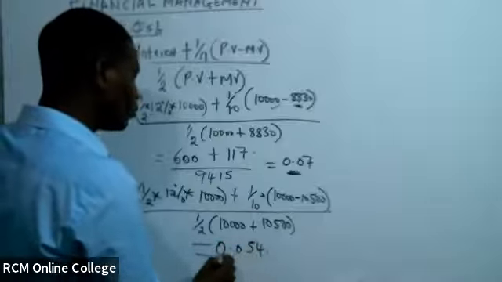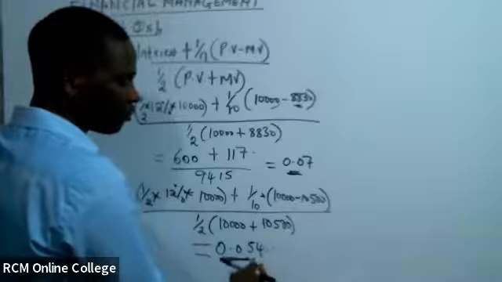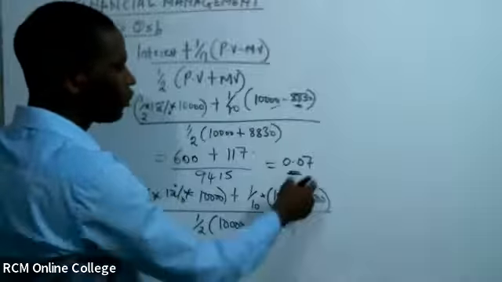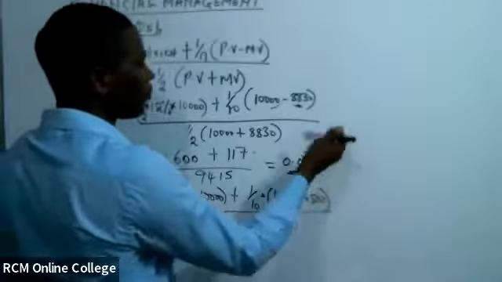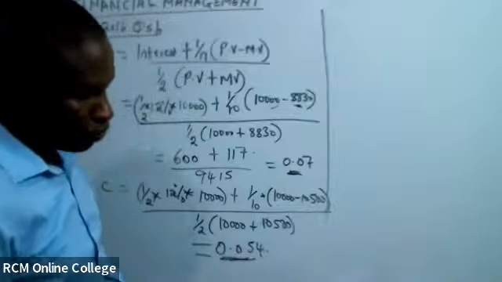So the yield to call semi-annually is this. If you want to get per annum, you can multiply this by 2. This will be something like maybe 14%. So that will be the yield to call.